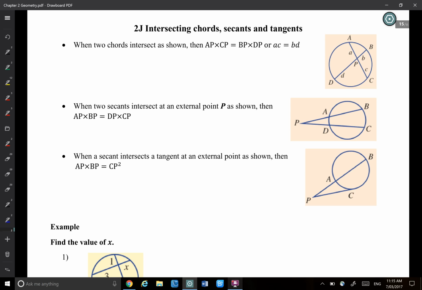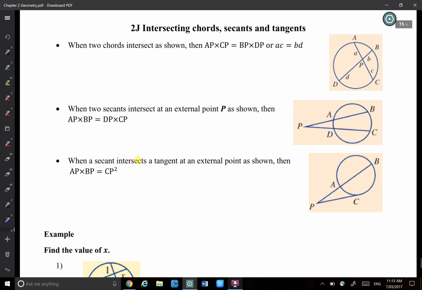They are true, so you just need to remember them. Those three are really easy to mix together, and it's really easy to make mistakes. So we're talking about two chords, or the tangent and the chords in the circle, and the relationship between them. For the first one, we have when two chords intersect as shown.